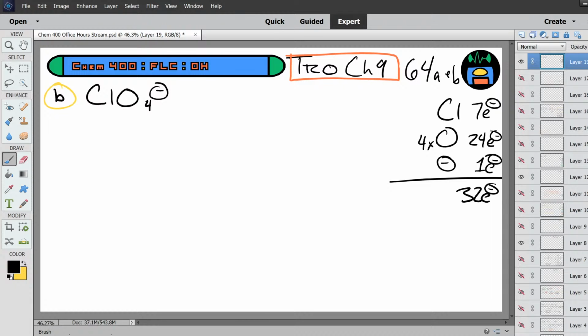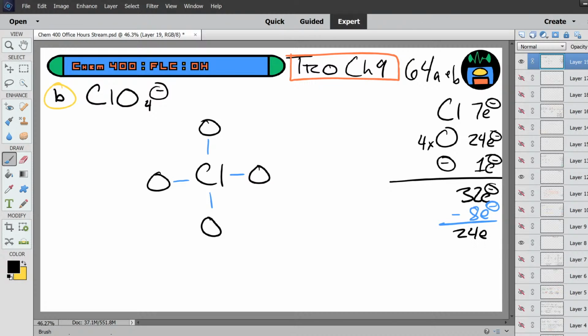Alrighty, so we're going to throw chlorine in the center. We're going to attach all of our oxygens, 2, 4, 6, 8, leaving us with 32 minus 8 is 24 electrons left in our budget. Each oxygen needs 6 electrons at this point. And we have 4 of them, so 6 times 4 is 24. We have just enough to fill out each oxygen's octet.